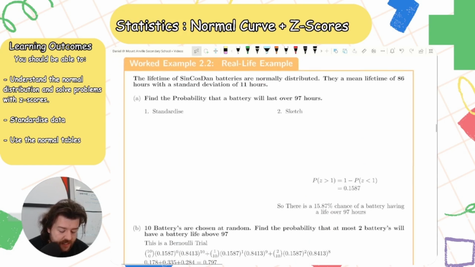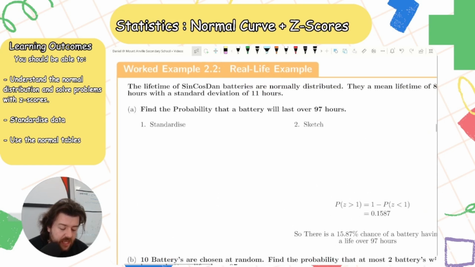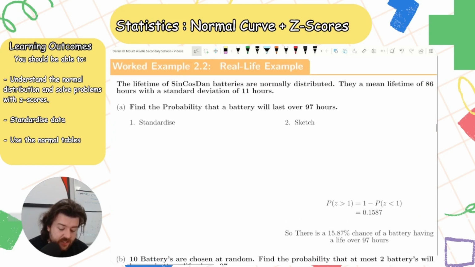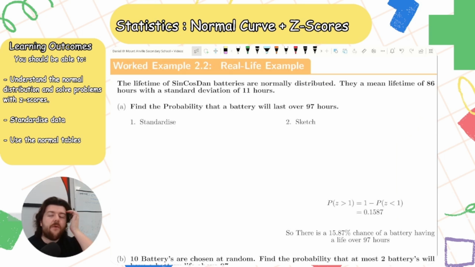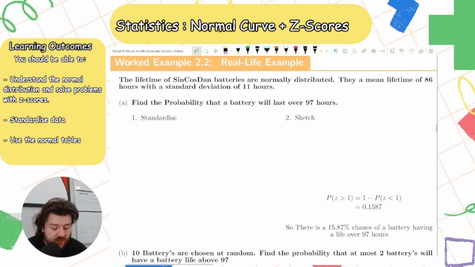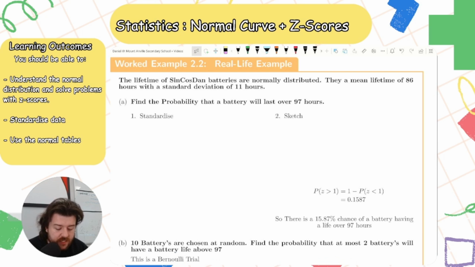Now, that's handy if we are given the z-score. But what about when we're not and we have to standardize? So here we go. The lifetime of sine, cosine, tan batteries are normally distributed. They have a mean life of 86 hours with a standard deviation of 11 hours. Find the probability that a battery will last over 97 hours.